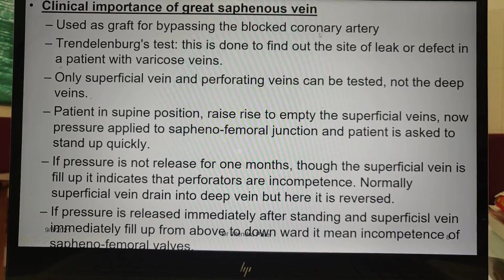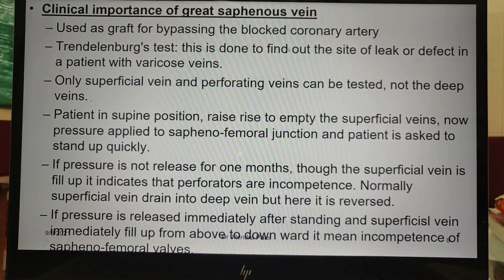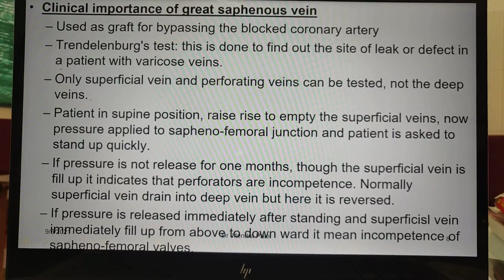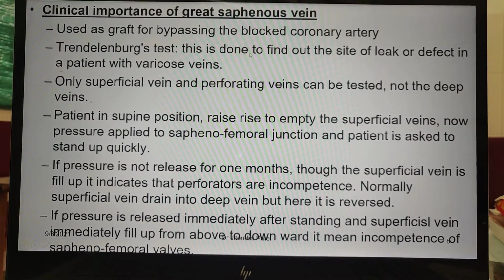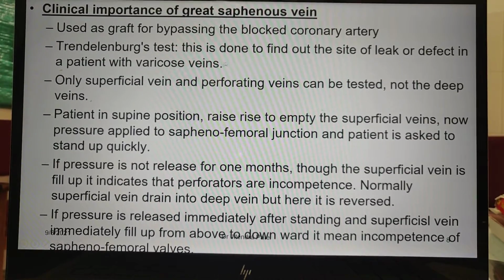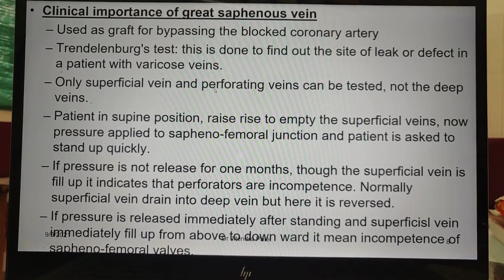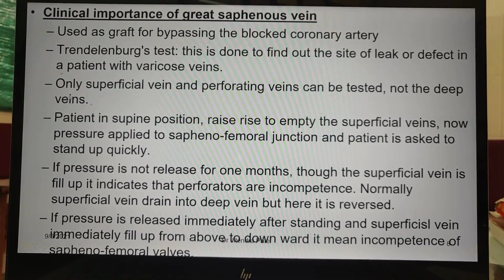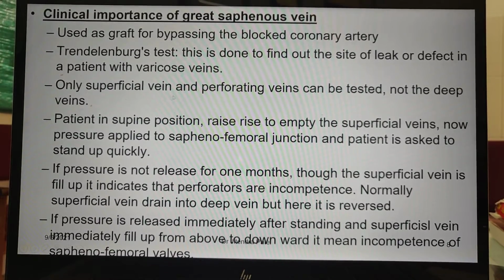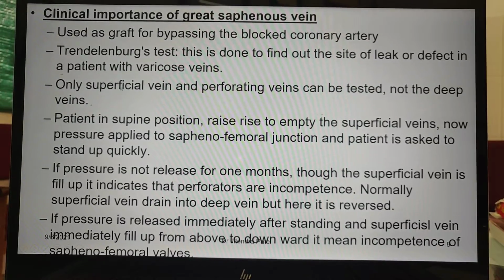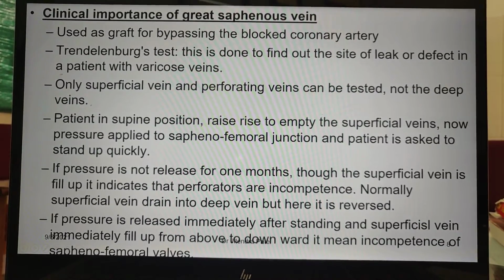Clinical importance of the great saphenous vein: it is used as a graft for bypass surgery when there is a block in the coronary artery. The Trendelenburg test is done to find out the site of leak or defect in a patient with varicose vein, mainly incompetency of the valves. Only the superficial vein and perforating vein can be tested, not the deep vein, by the Trendelenburg test.